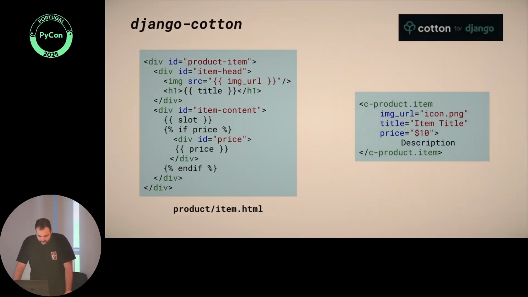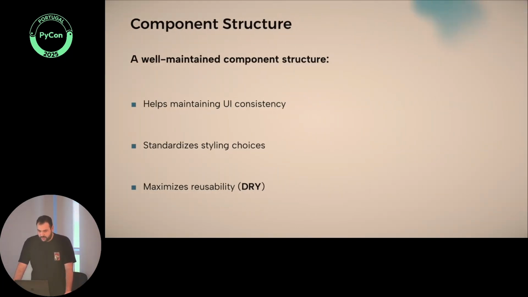So here we have a very simple example, a product item element. As you can see, the right side is how you're going to put it inside your template. So it looks like an HTML tag, very simple, can have multiple slots, and those values will just get filled in the left side template. So by having a component structure, you maintain UI consistency, standardized styling choices, and maximize reusability, which is one of the Django standards.